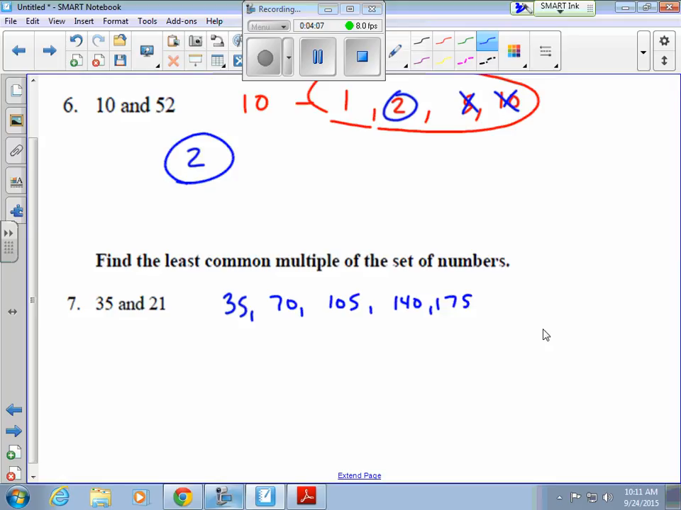You're going to do the same thing with 21. You're going to get 21. Then you're going to get 42. Then 63. Then 84. Then you're going to get 105 for the next one. There it is. That's the first number that comes up that they have in common. 105 is their least common multiple.